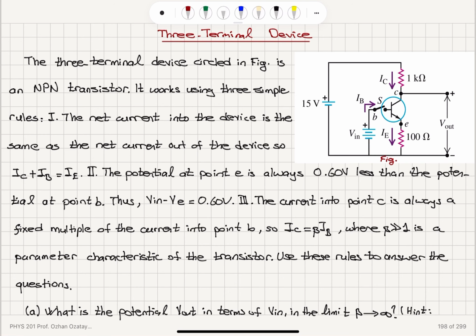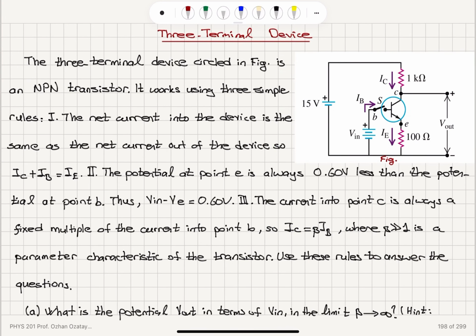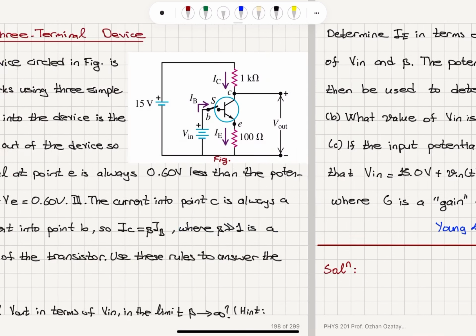So first I will determine the emitter current in terms of V in and beta, and I will use that to find IC in terms of V in and beta. This is going to allow me to calculate the voltage drop here, and basically subtracting this from 15 volts, I will obtain the voltage of point C. The potential difference across the 1 kilo ohm resistor can then be used to determine V out. Take the limit beta goes to infinity in this result.